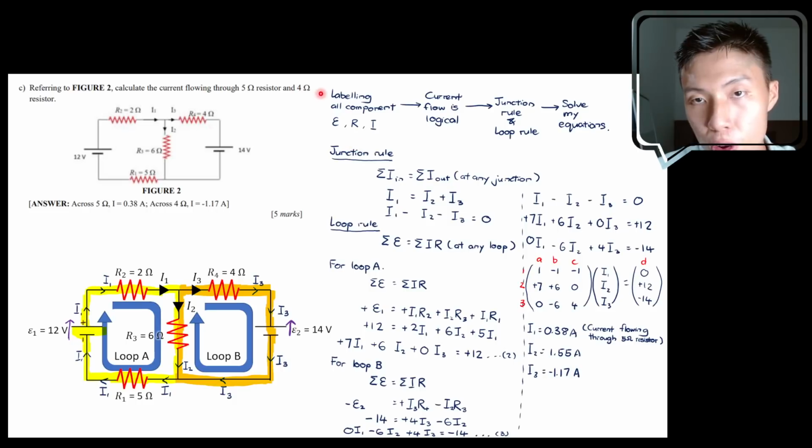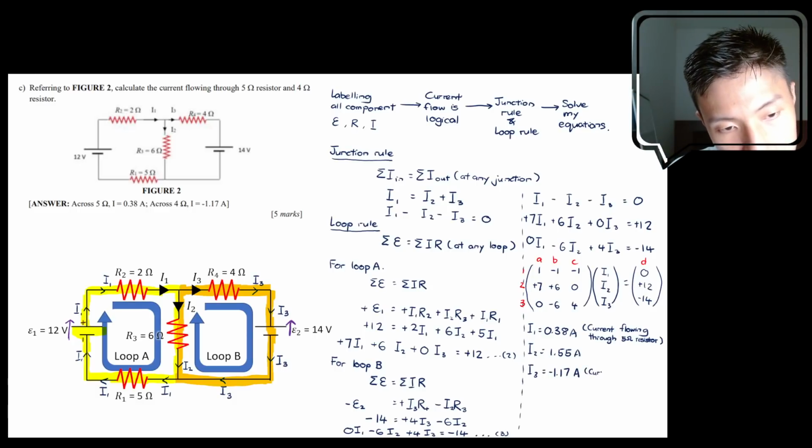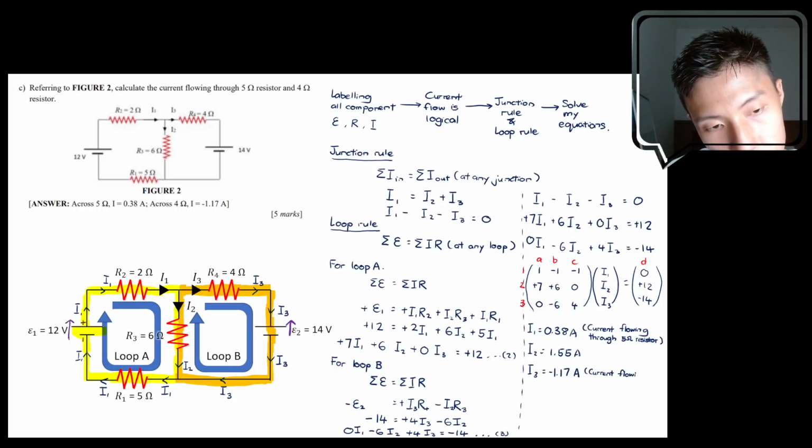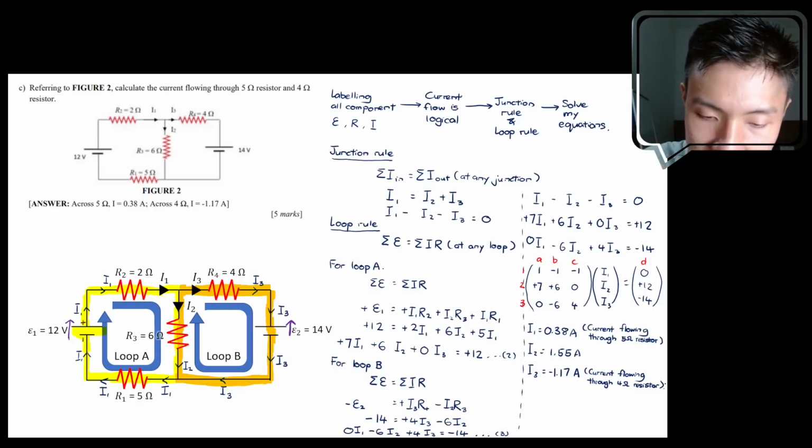Whereas if you look at the 4 ohm resistor, which is over here, the current flowing through it is I3. So you can label beside I3 that this is the current flowing through the 4 ohm resistor. Okay, I think this is acceptable. It's very clear what you are trying to say over here. So this is the way we can solve this question.